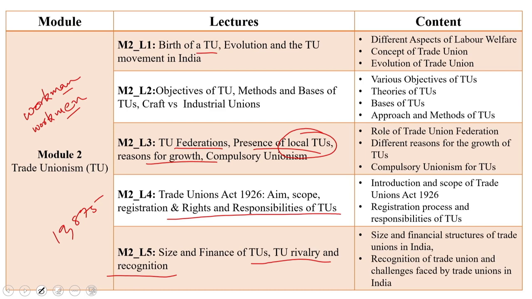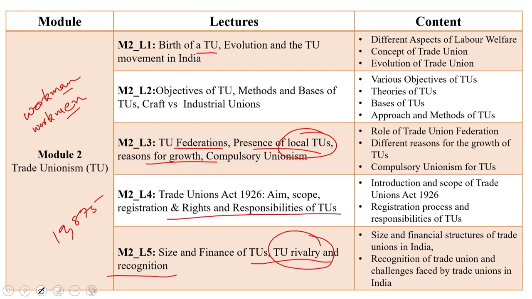We also discussed the financial structure of trade unions. We looked into the sources of funding. Mainly it came from membership subscriptions, donations, government grants, even budget allocation, etc. We also looked into trade union rivalry, which was one of the most interesting discussions during our lecture in module 2.